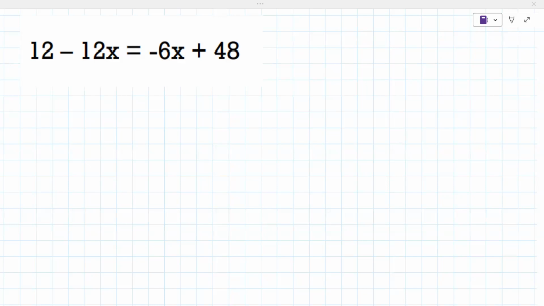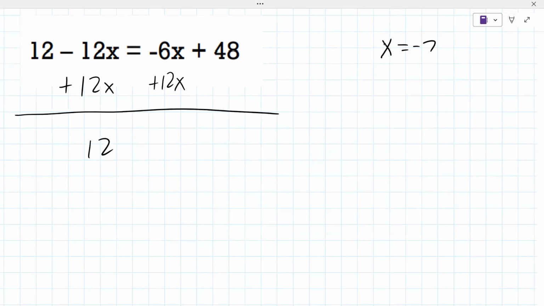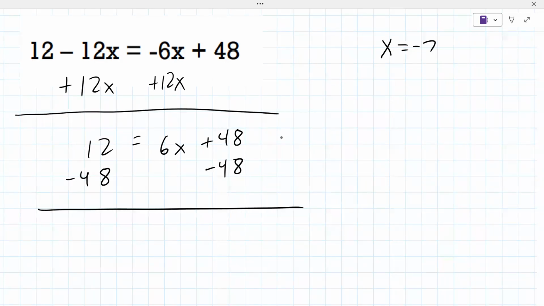I got x equals -7. Okay, let's take a look here. So did you add 12x to both sides? Yeah. Okay, so we got 12 equals 6x plus 48. Let me know if that is similar to what you have. Yeah, that's what I have. Good. Okay, so now we're going to subtract 48 from both sides. What is 12 minus 48? -36. -36 equals 6x. Good.